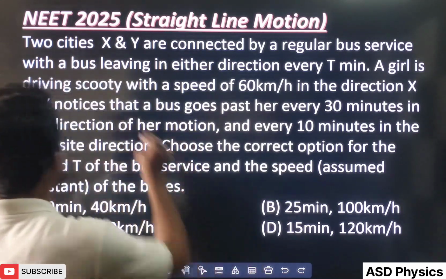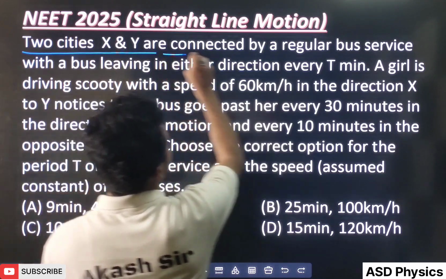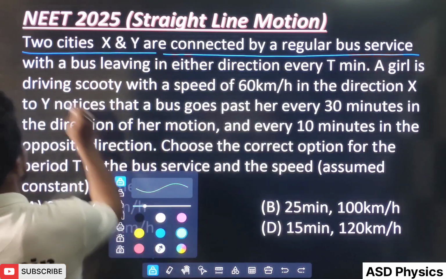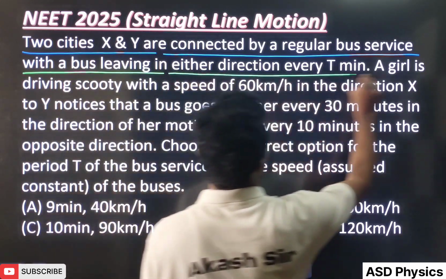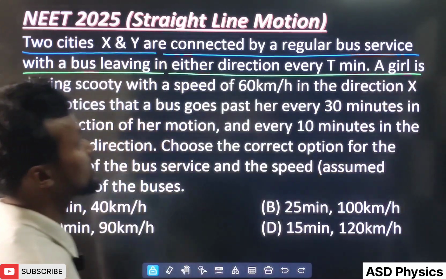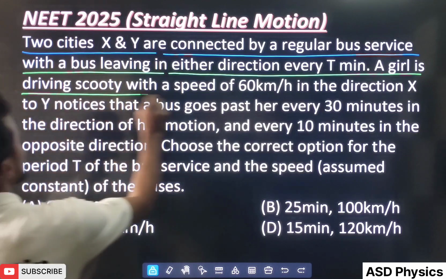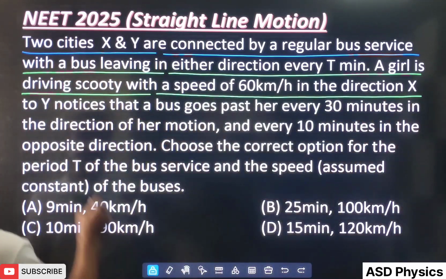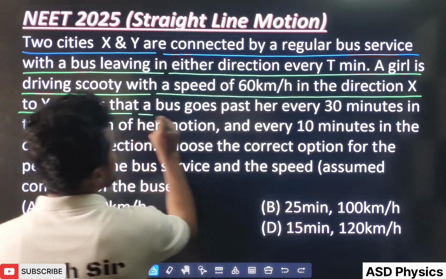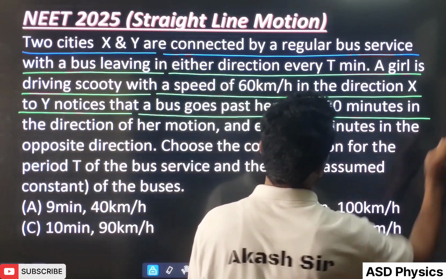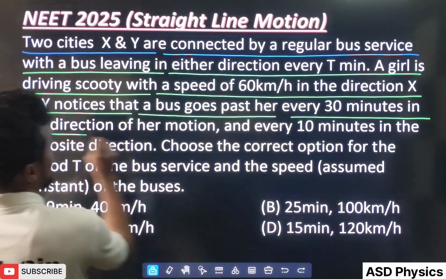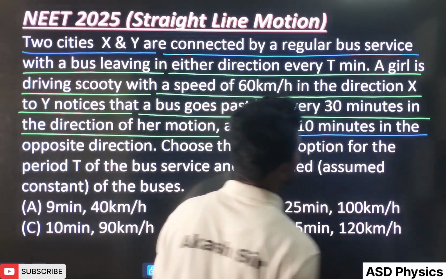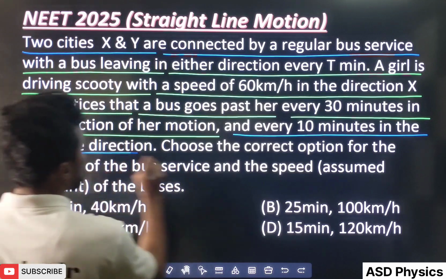Great. Now students, this question also looks bigger, but we have to use relative motion here. See, two cities X and Y are connected by a regular bus service, with a bus leaving in either direction every T minutes. A girl is driving a scooty with a speed of 60 km per hour in the direction X to Y. She notices that a bus goes past her every 30 minutes in the direction of her motion, and every 10 minutes in the opposite direction.